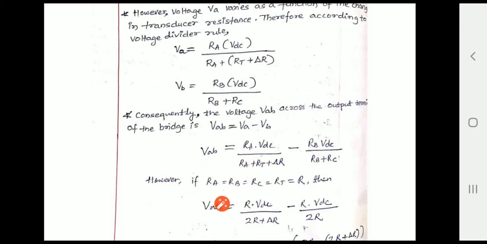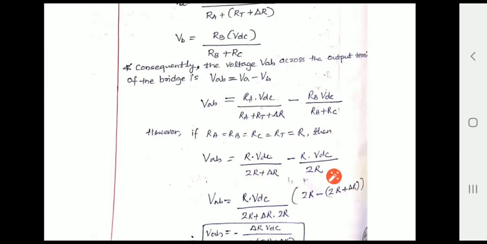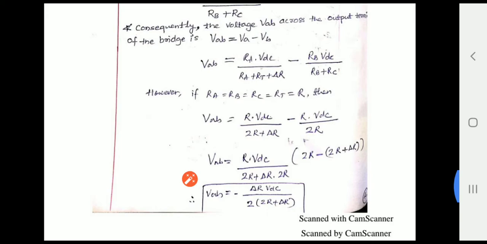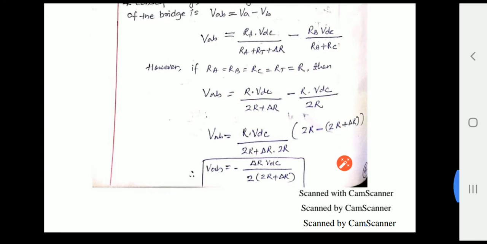Then, assuming that RA equals RB equals RC equals RT equals R, if I replace all the resistors with the value R, this is the next expression we get. Then we get VAB equals R into VDC divided by 2R plus change in R, into 2R in brackets. Okay. If we simplify this, we will get these values properly. Then VAB in the final expression is change in R into VDC divided by 2 into bracket of 2R plus change in R. Okay, this is a very simple simplification, you can do this.